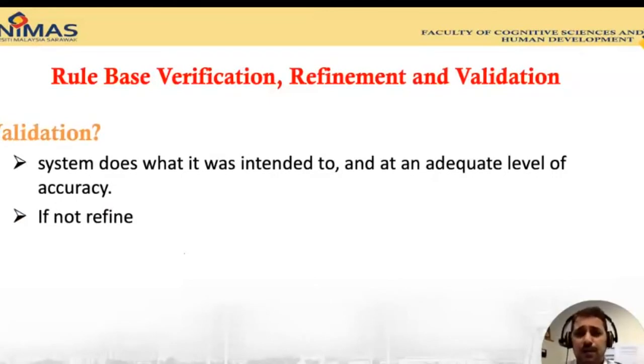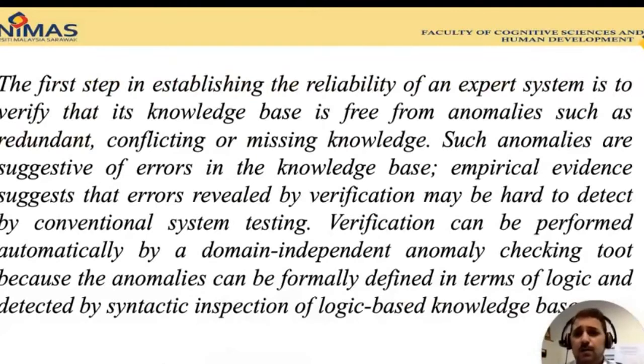You will ask yourself, and think from this perspective, whether the system does what it was intended to do. Meaning, for what purpose we designed the prototype or the system, is that objective achieved or not, and at an adequate level of accuracy. Not only achievement, the achievement should be at a high accuracy level. If achieved, okay; if not achieved, then refine. The refinement of the system actually includes many iterative processes.